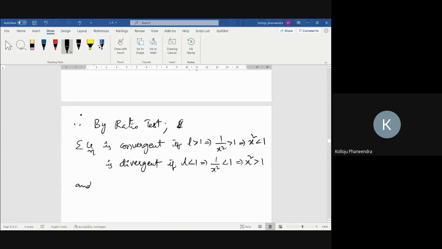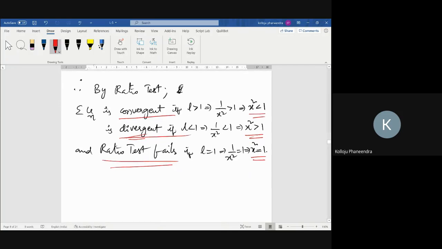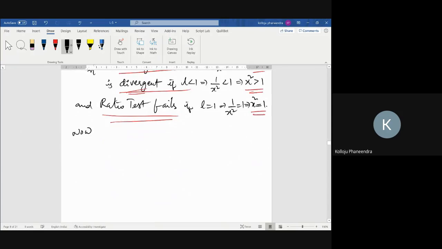And ratio test fails if L equal to 1. That implies 1 by x square equal to 1, that is x square equal to 1. Okay, my conclusions about convergent, divergent finished. When x square less than 1 convergent, when x square greater than 1 divergent. But when x square equal to 1, ratio test fails. Now, when ratio test fails, what happened? Let us see now. You have to deal with that case also.